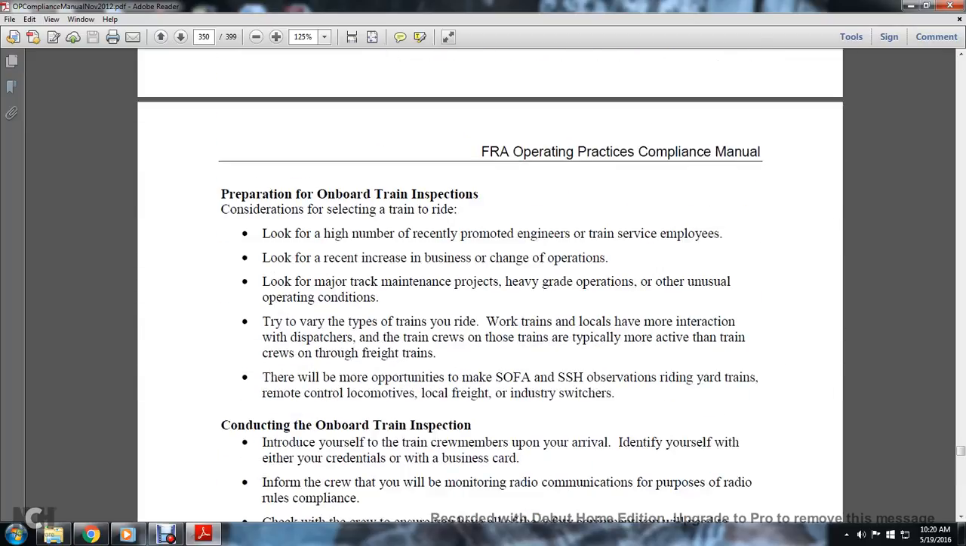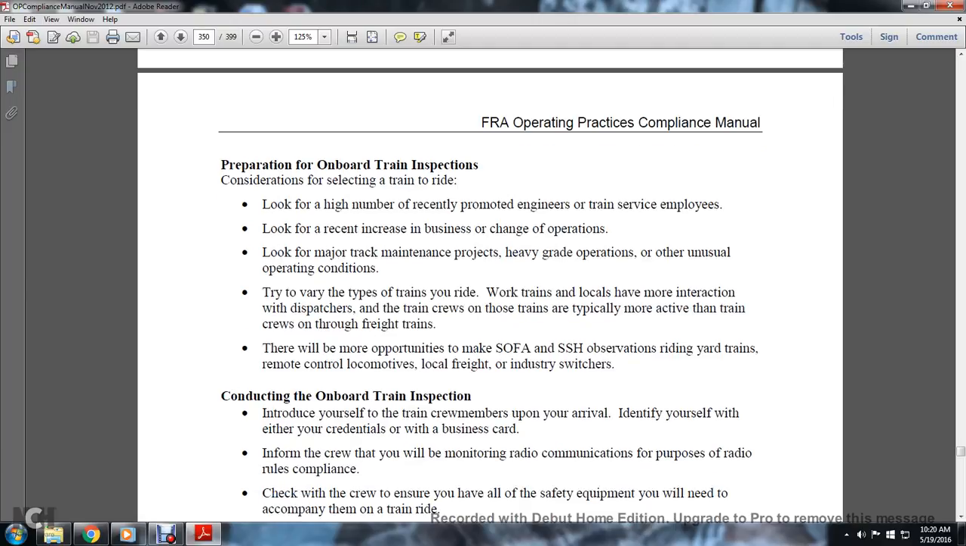In preparation for an onboard train inspection, consider selecting the train route, looking at a high number of recently promoted engineers and train service employees, a recent increase in business and change in operation, major track maintenance projects, heavy grade operations, and other unusual operating conditions. Try to vary the types of trains you ride, including work trains and locals. Have interaction with the dispatcher. Passenger train crews typically have more activity than freight train crews.